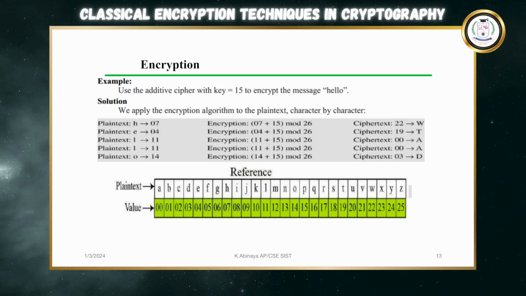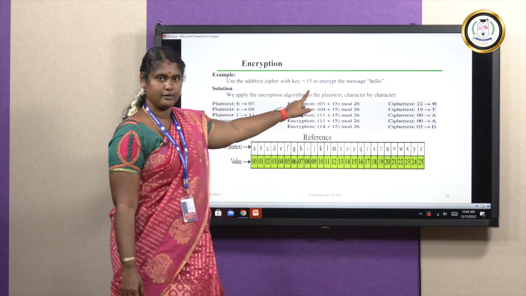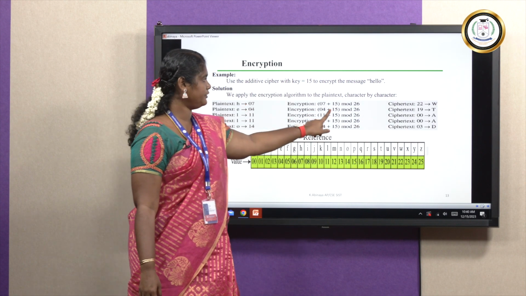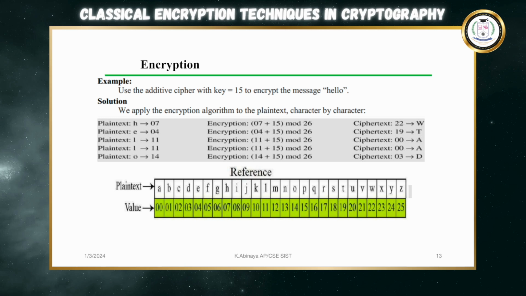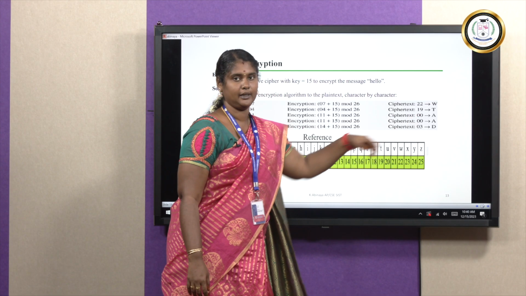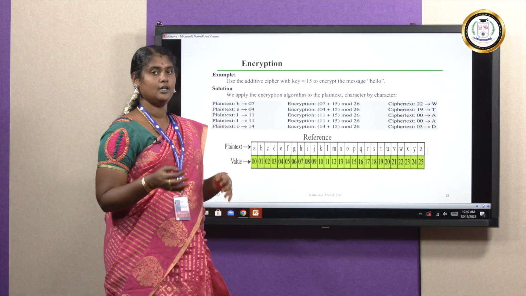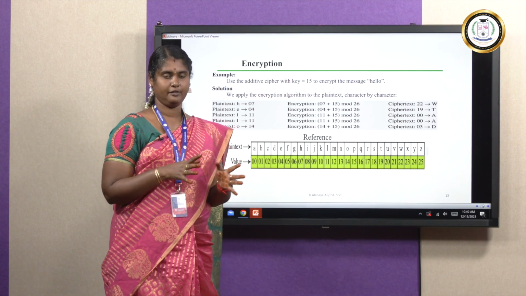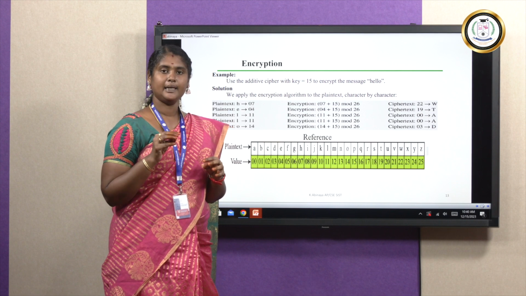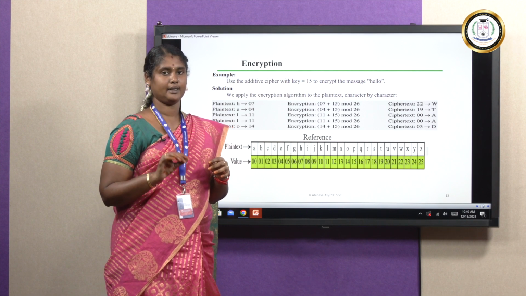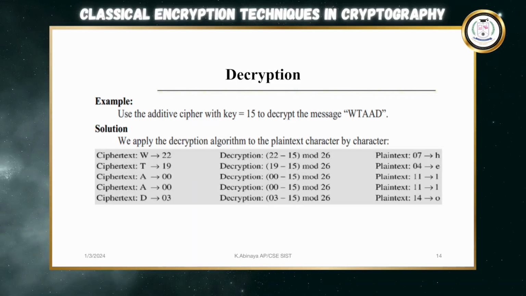So here is the example. Hello is your plain text. Here I am going to fix the key value as 15. So 7 plus 15, you will get 22. In 22 we are having the letter W. So instead of H you will receive a W, that is your encrypted data. So in additive cipher, as in Caesar cipher, we do plain text plus key, but the key value here we can choose on our own. So that is the additive cipher.